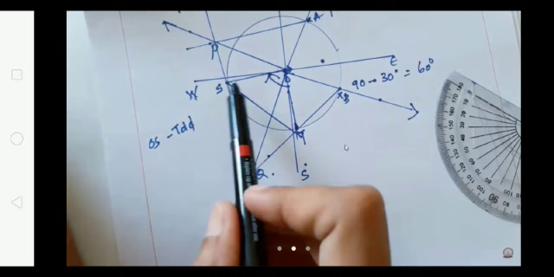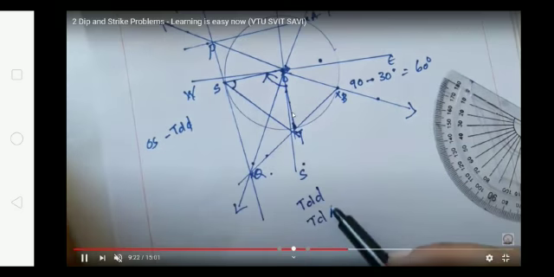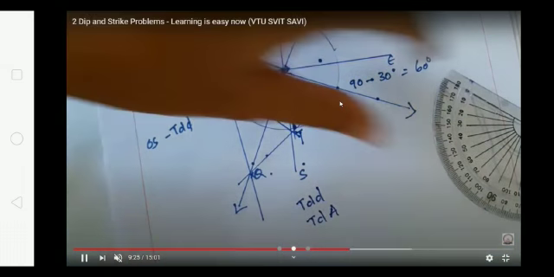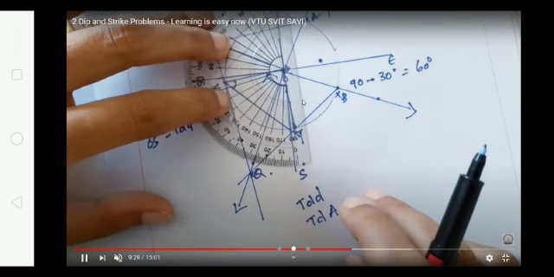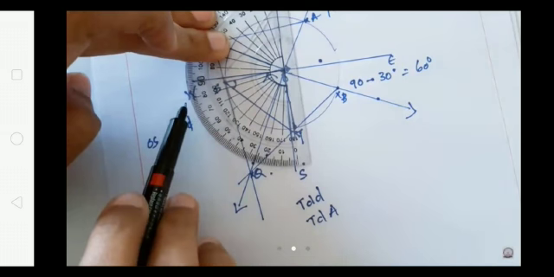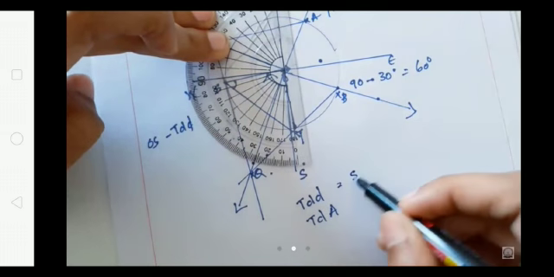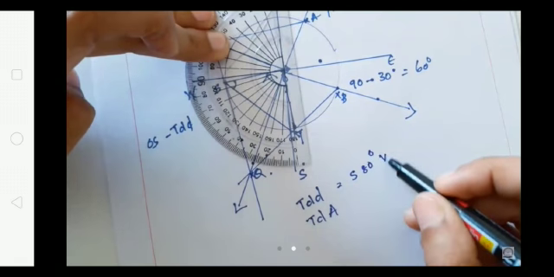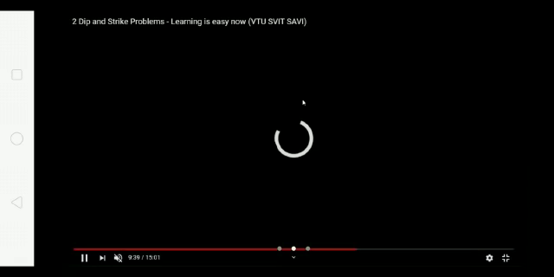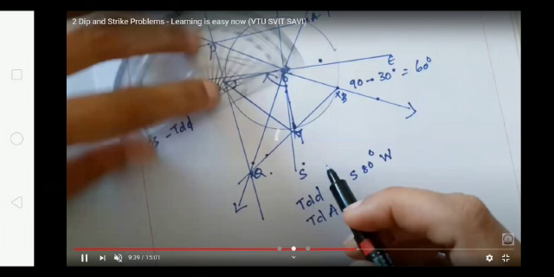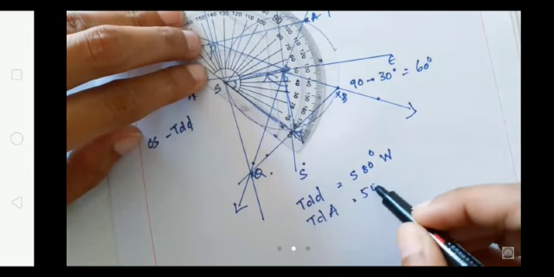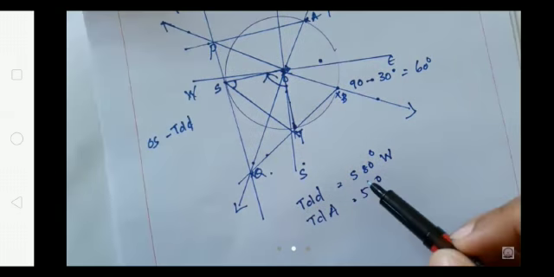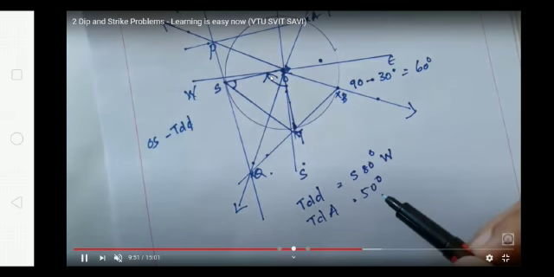You can see this line is in the southeast, I guess. Yes, it comes in south. This is south, that is west, south 80 degrees west.